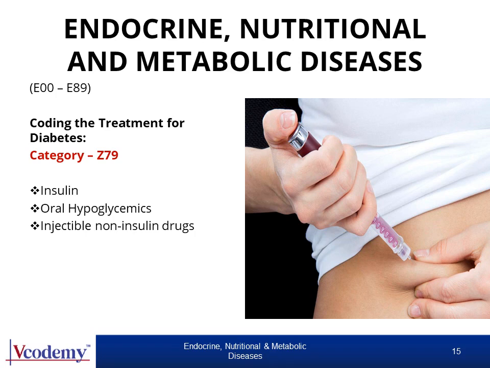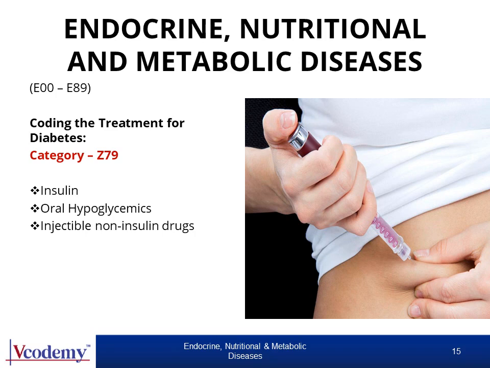So if the patient is treated with both oral medications and insulin, both codes Z79.4, long-term current use of insulin, and Z79.84, long-term current use of oral hypoglycemic drug, should be assigned. So you should code both, because the patient is getting two treatments in the form of insulin and the oral medications.